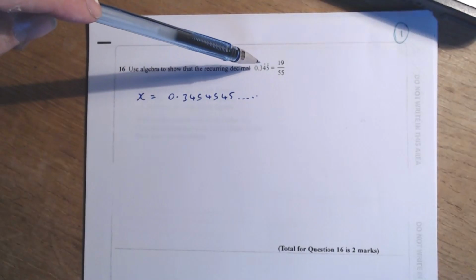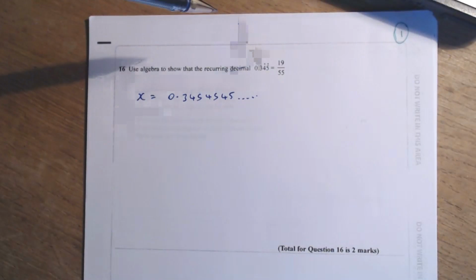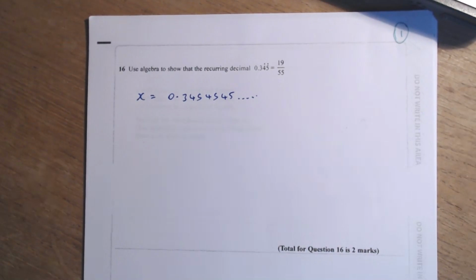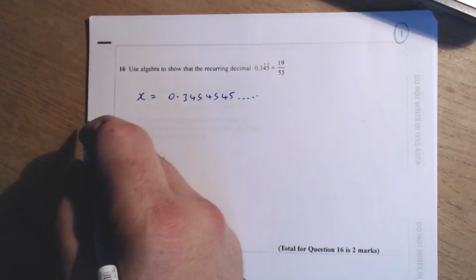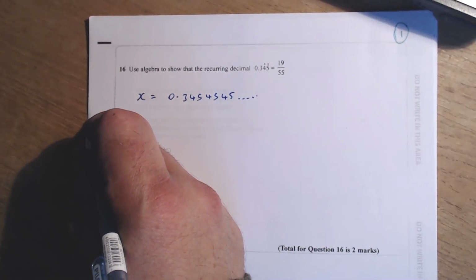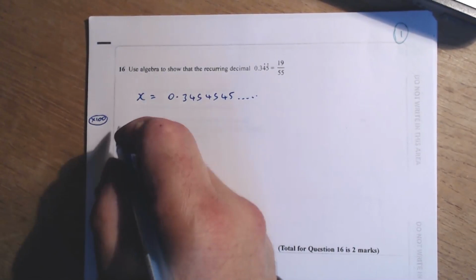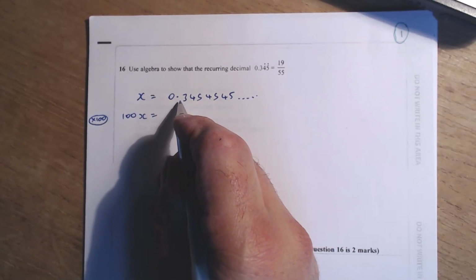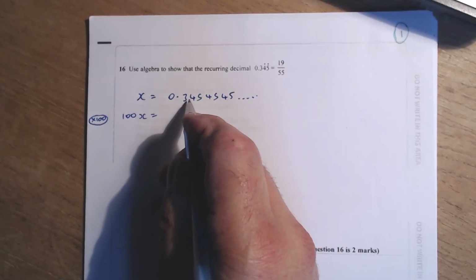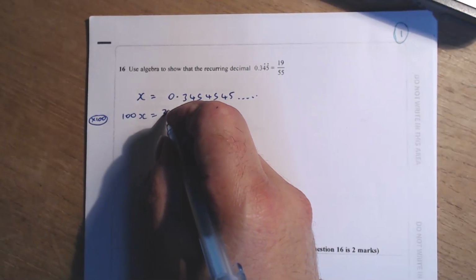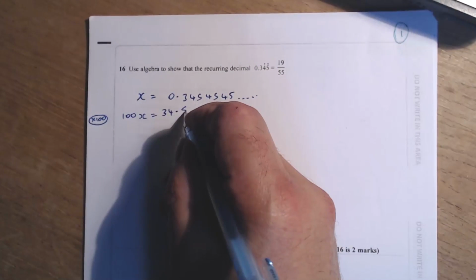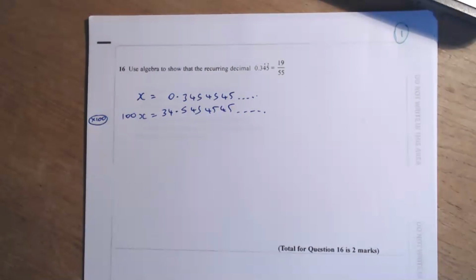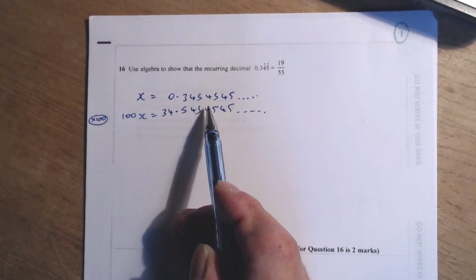Now, because we've got the 2 dots, we're going to choose to multiply by 100, which has 2 noughts. Had it been 1 dot, then you'd multiply by 10. So we multiply both sides by 100, for reasons you'll see in a minute. We get 100x equals, and we move the decimal point along 2 places, so the numbers move 2 to the left. That gives us 34.5454545, etc. Now what you'll see is that the recurring element is lined up.